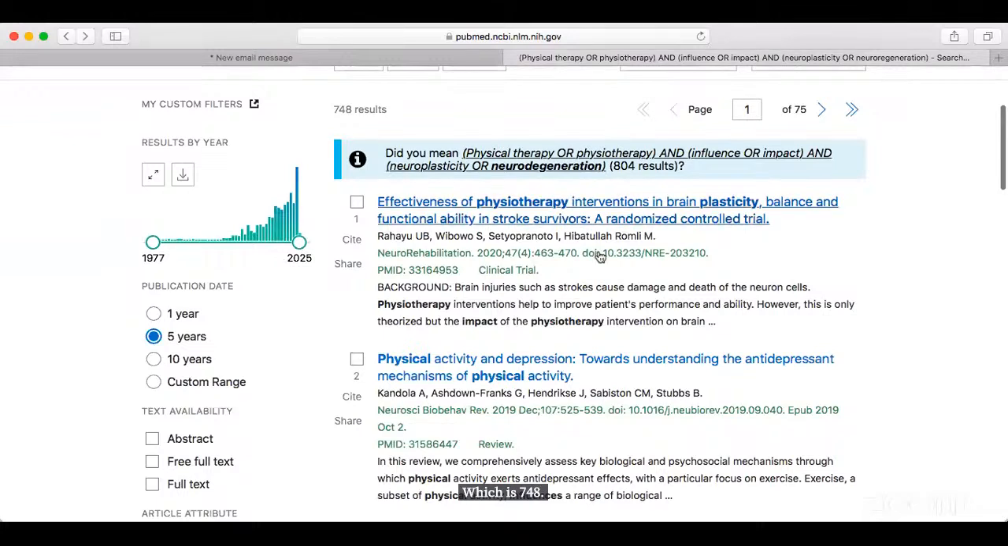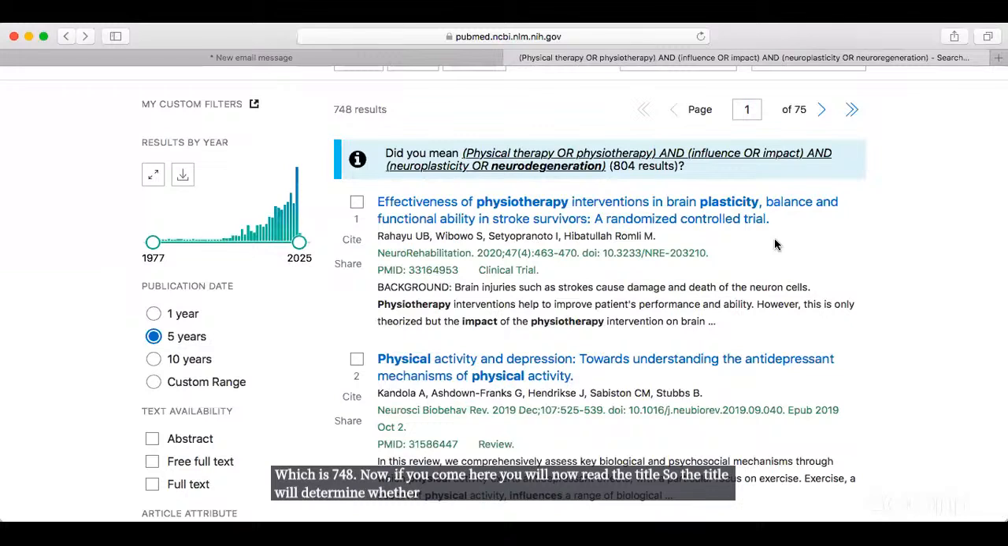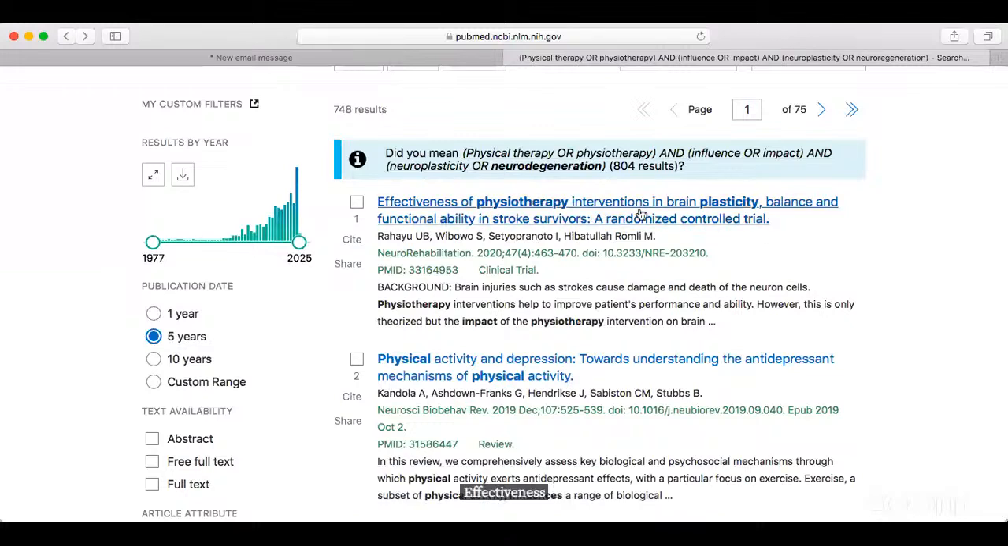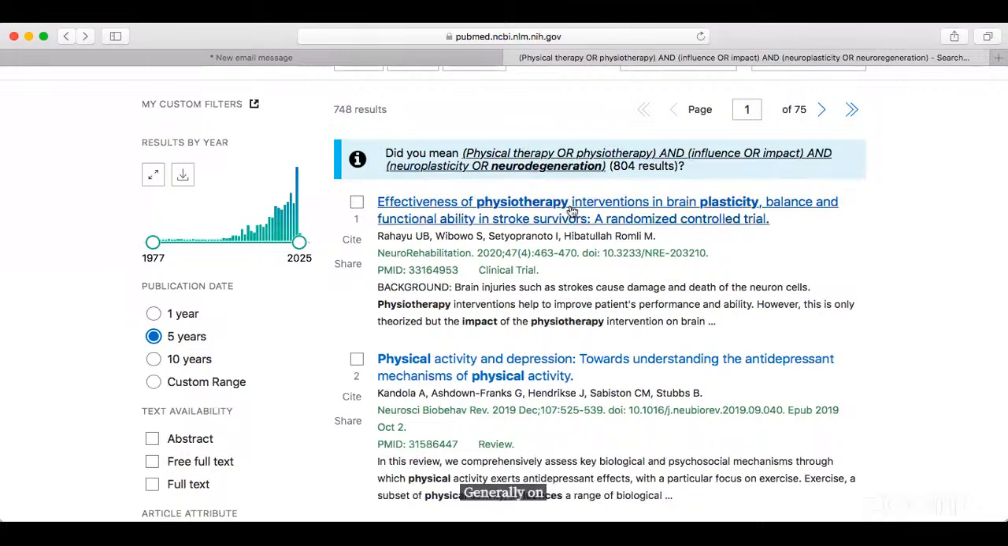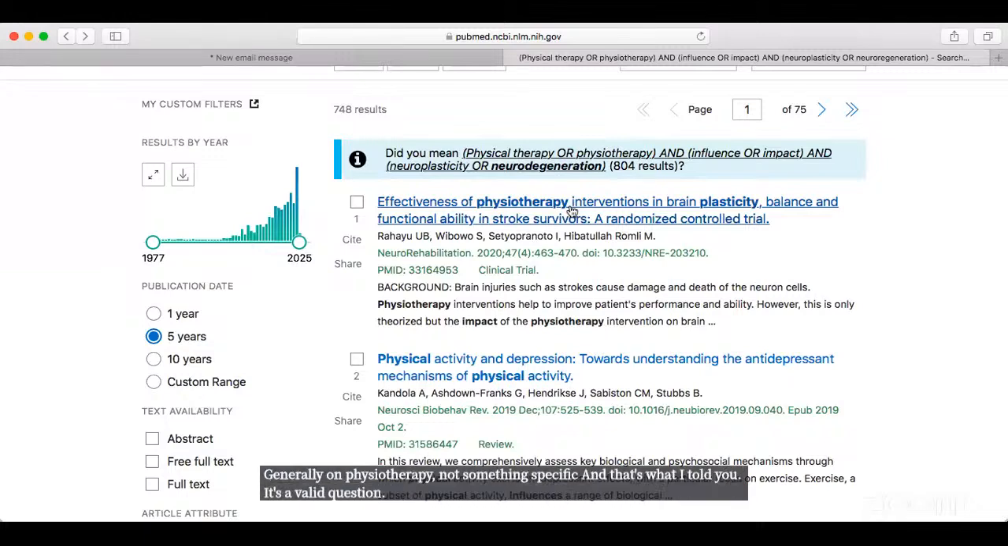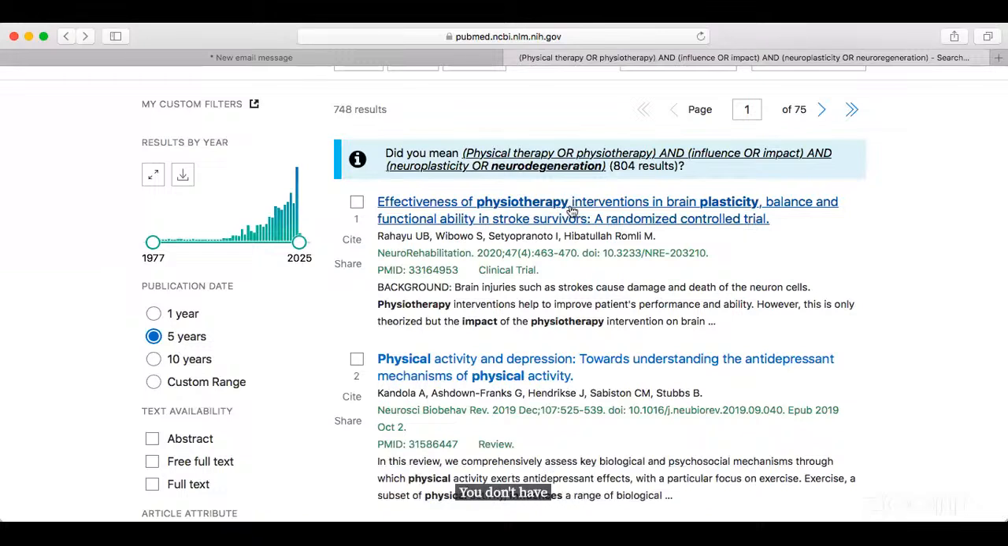Now, if you come here, you will read the title. So the title will determine whether it's relevant or not relevant. Effectiveness of physiotherapy interventions. See, this person is looking generally at physiotherapy, not something specific. And that's why I told you, it's a valid question. You don't have knowledge in the area, you want to just get everything. You are not looking for something specific. So this is okay. Effectiveness of physiotherapy interventions in brain plasticity.